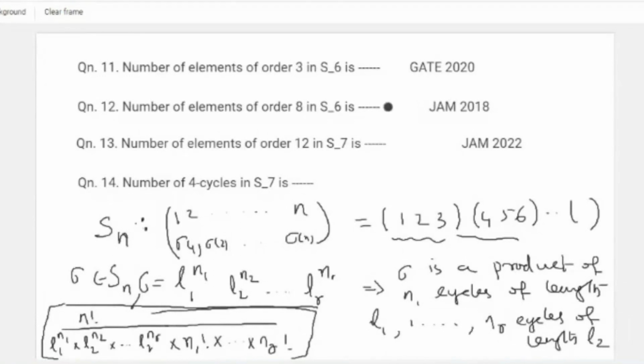And that is easier, because in S6, when you take an element sigma, consider the order of sigma. Suppose sigma is an element of order 8. What are the partitions giving 8? But in S6, we are considering only 6 characters. So 8, 1, 4, 2, such structures will give.